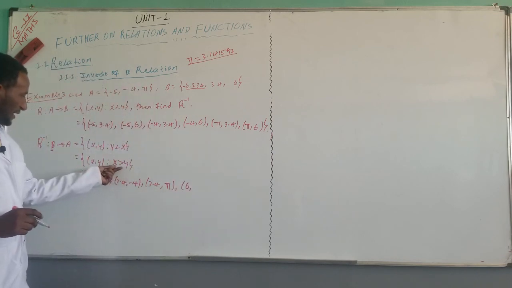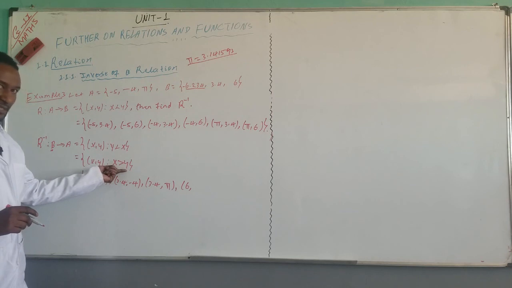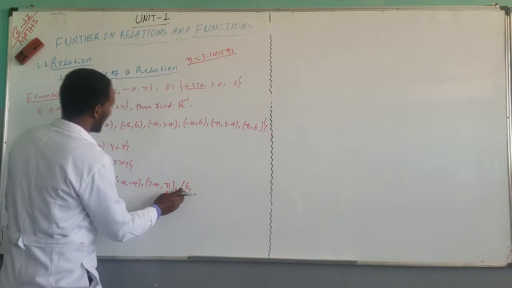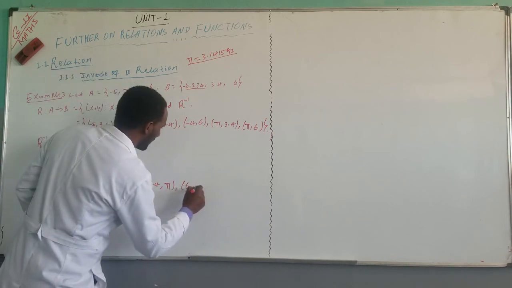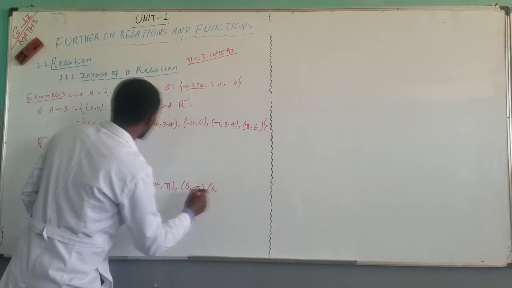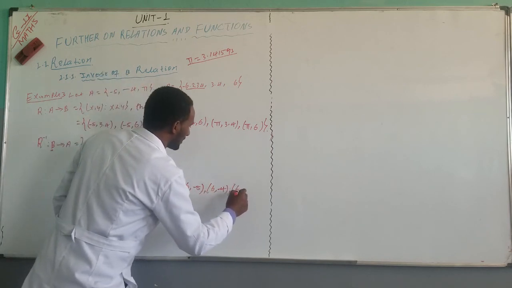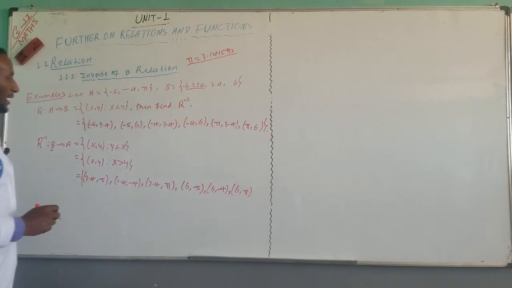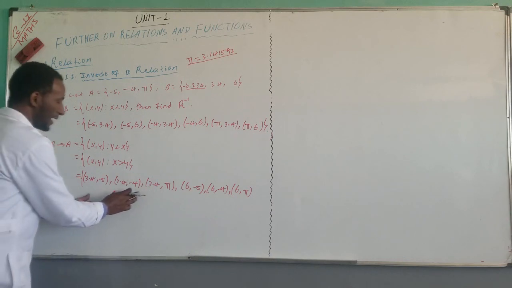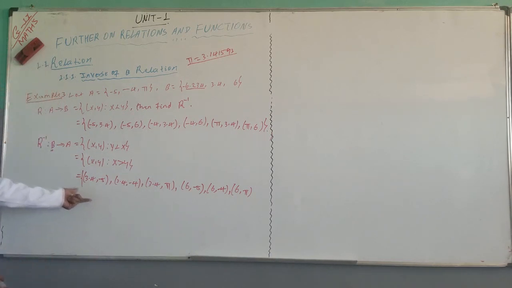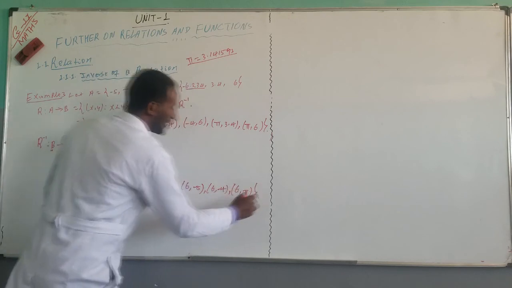This 6, the first entry, must be greater than the second entry which is taken from A. Then 6 is greater than negative 5, 6 is also greater than negative 4, and 6 is also greater than pi. Therefore, we can take (6, pi). Therefore, this is the inverse of R when we put it by listing.